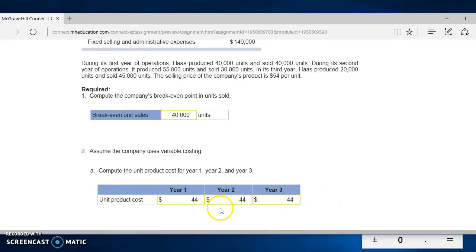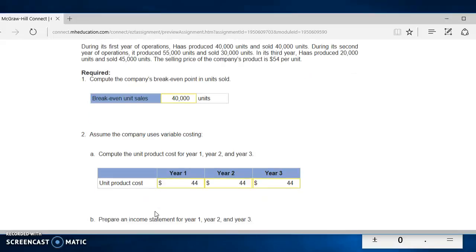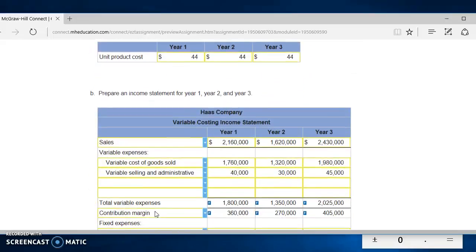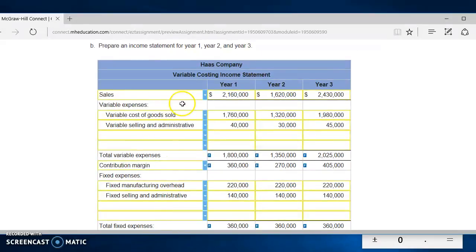For number 2, the unit product cost. So you are just going to be adding up the variable costs for each year to find the unit product cost. All right, so let's take a look at the income statement. So you're always going to put sales first, and the total sales is going to be unit price times the number of units that you sold. So you're going to add up each one for each year.